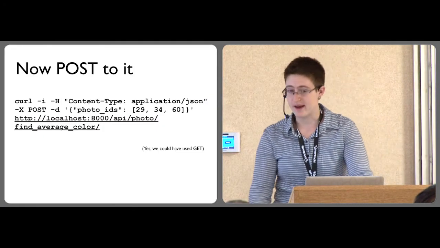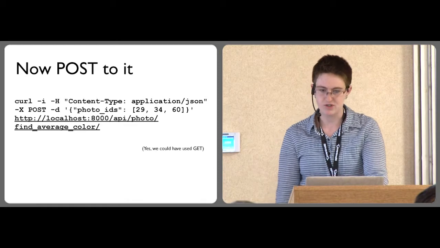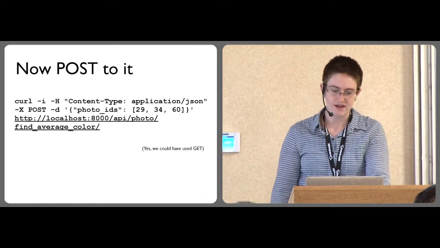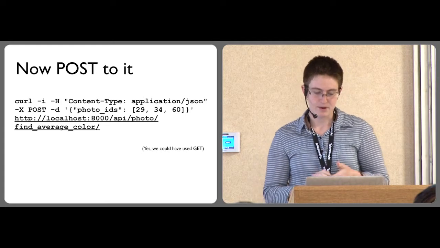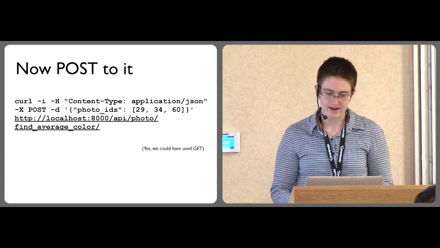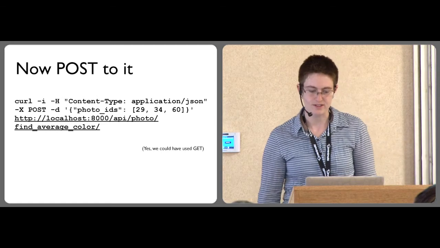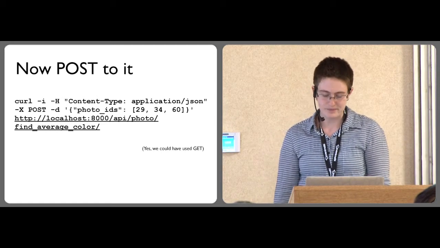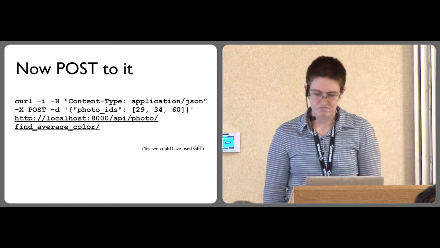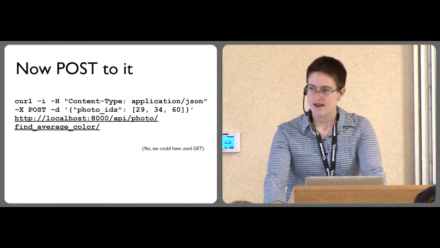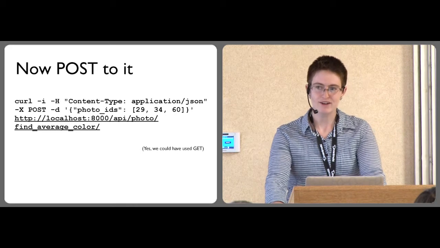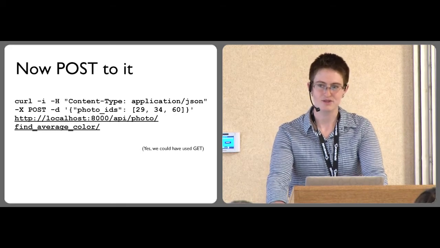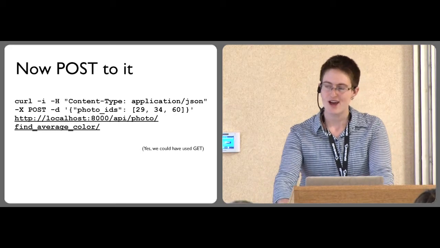And I can test this out by writing a POST request. I can just use curl with a JSON header and a POST request and a data packet of photo IDs 29, 34, and 60 to this URL I've just created, and see what comes back. So you might notice at this point that this kind of looks like a GET request. It's a little bit weird that you would use POST here.